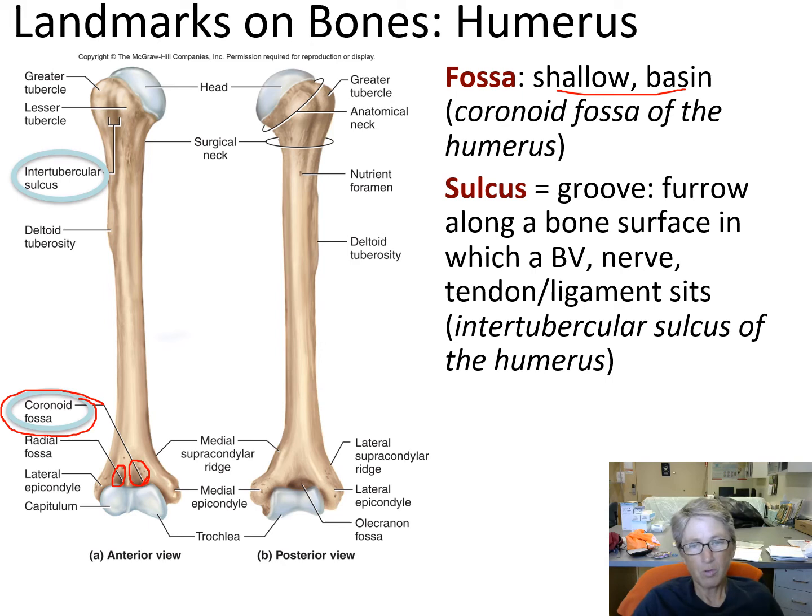Let's use the humerus to look at a sulcus. A sulcus is a groove, so it's like a furrow along a bone surface. So between the greater tubercle and the lesser tubercle, you find this intertubercle sulcus, or this kind of furrow along the bone surface. And in a sulcus, you can find blood vessels and nerves, and then tendons and ligaments can also sit there.